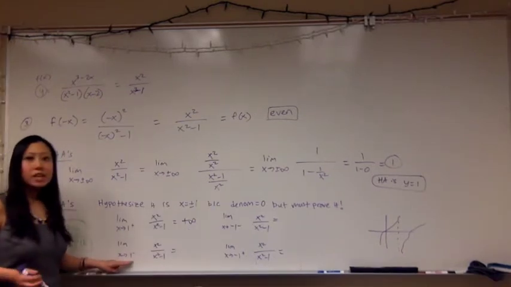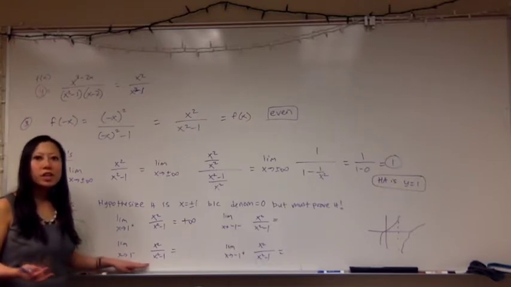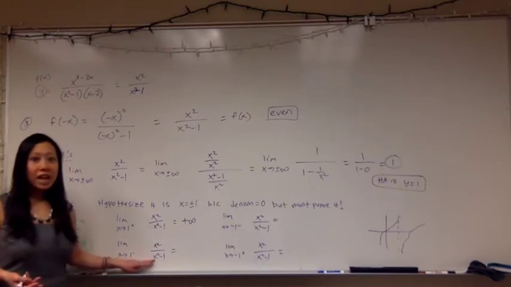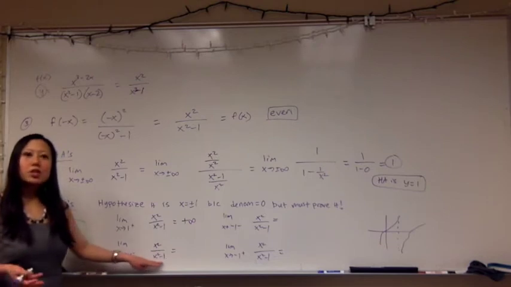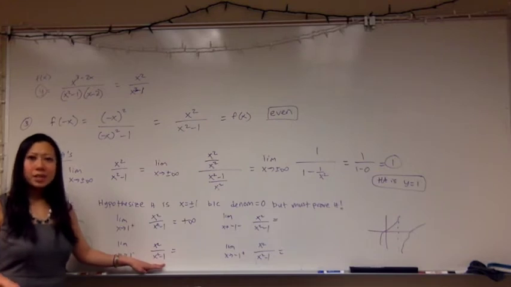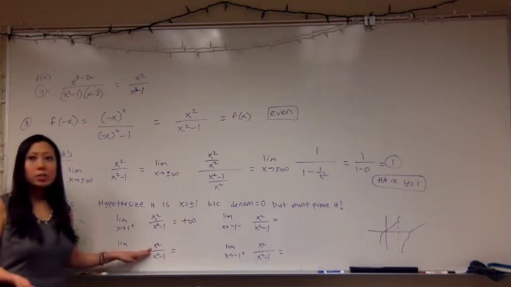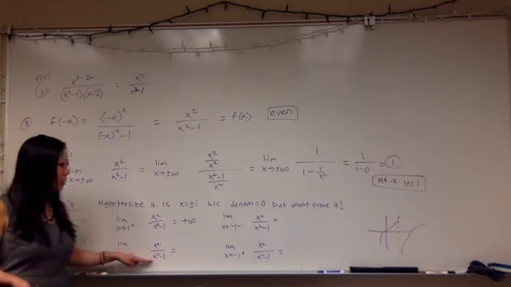Here, x is approaching 1 from the left, so if I think about something slightly smaller than 1, like 0.9999, if I square that, it's still going to be less than 1, and then I subtract 1, so that's going to give me a negative number on the bottom. On the top is a square, it's always positive, so a positive divided by a negative is a negative.